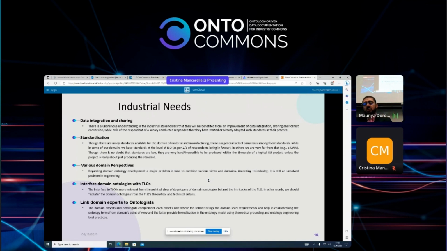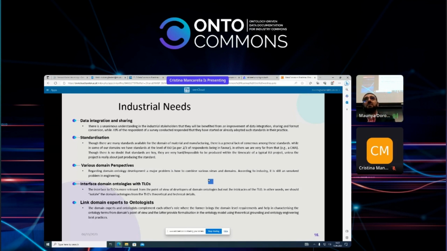Also, ontologies need to be used with confidence, so they trust standards. So they need to have standards regarding domain ontologies, which provide more confidence when using ontologies. But one of the problems is that the timeline for standards development is a little bit long.